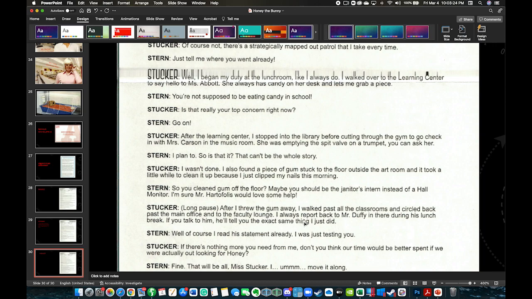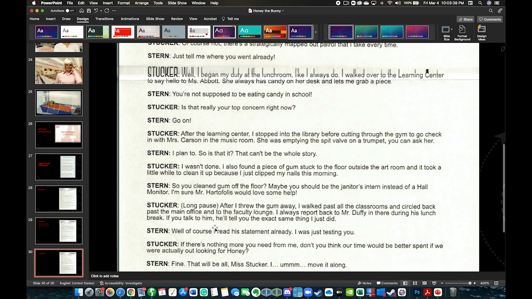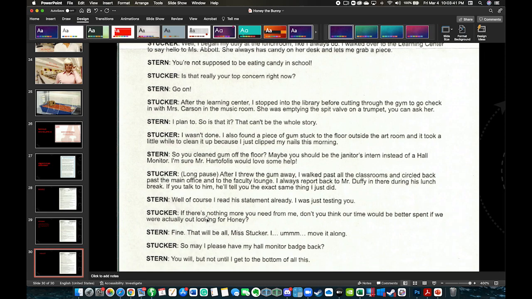After I threw the gum away, I walked past the classrooms and circled back past the main office and to the faculty lounge. I always report back to Mr. Duffy in there during his lunch. If you want to talk to him, he'll tell you the exact same thing I just did. Well, of course, I read his statement already. I was just testing you.